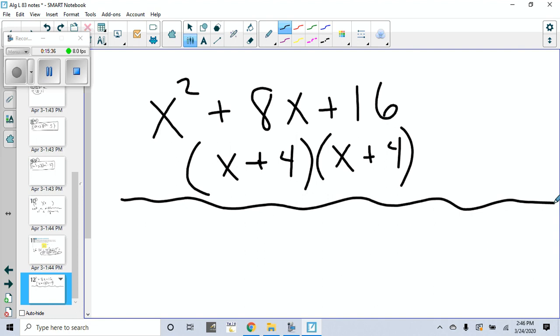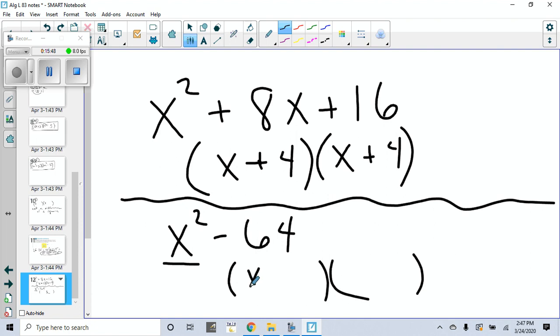And then a difference of two squares would be something like x squared minus 64, where you can take the square root of x squared and you get x, and the square root of 64 is 8 and 8. If there's no middle term and just a subtraction, then one would be positive and one would be negative. So a difference of two squares would be two binomials that are exactly the same, except one has a plus and one has a minus.